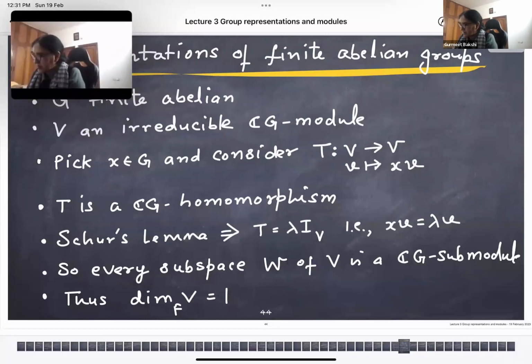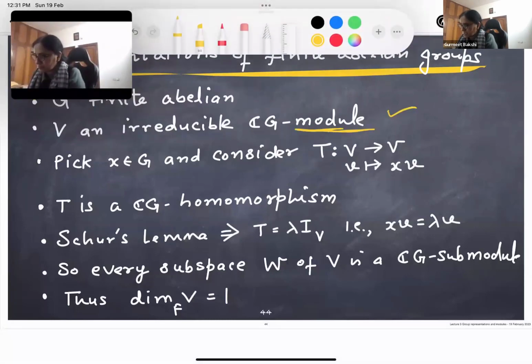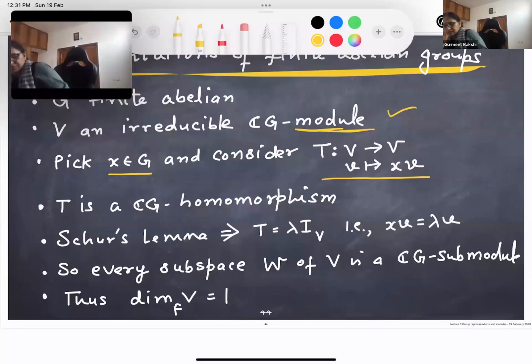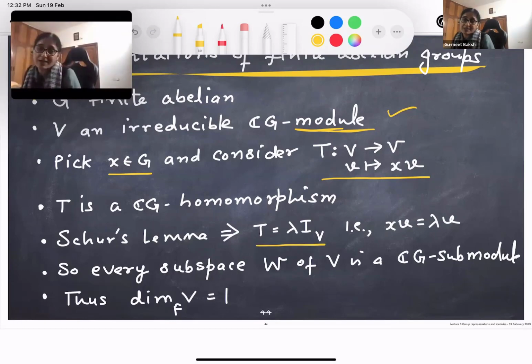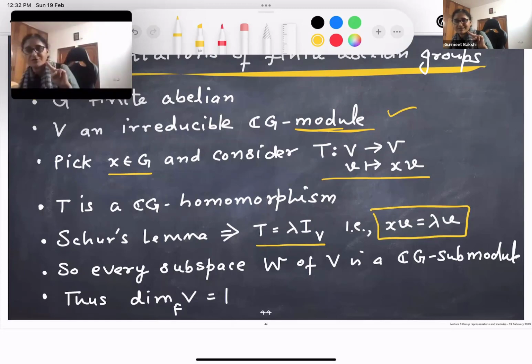Take V to be an irreducible CG module. Now you pick an x in G and consider T from V to V given by v going to xv. T is a CG homomorphism because G is abelian. Now Schur's lemma tells you that because V is irreducible, T must be lambda times the identity of V, which means that xv is lambda v for all v.